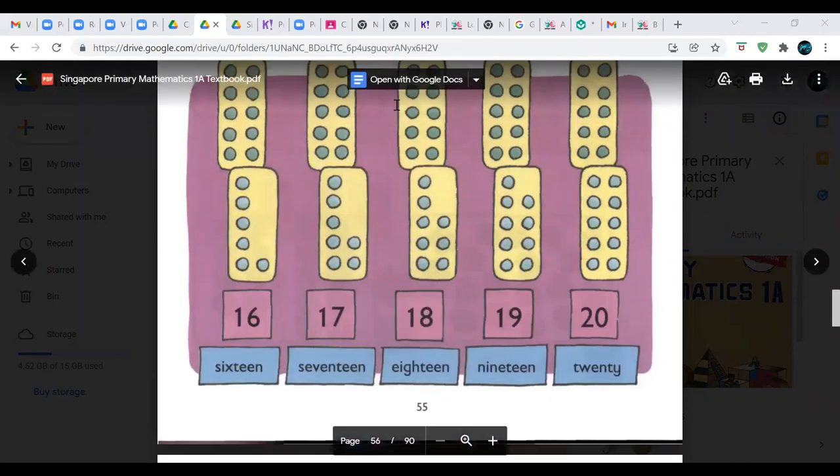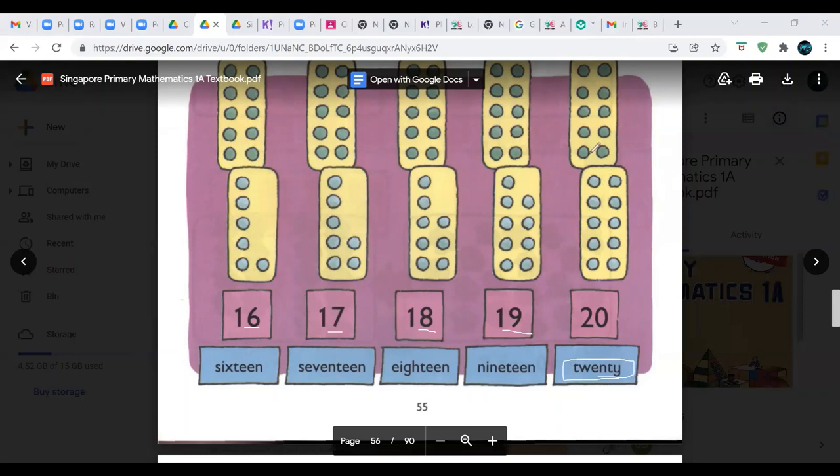Then after, we have the exact same thing. We have 16, which means 10 and then 6 more. 17, 10 and 7 more. 18, or 10 and 8 more. Then 19, 10 and 9 more. And then 20, which is, I guess, a new term.